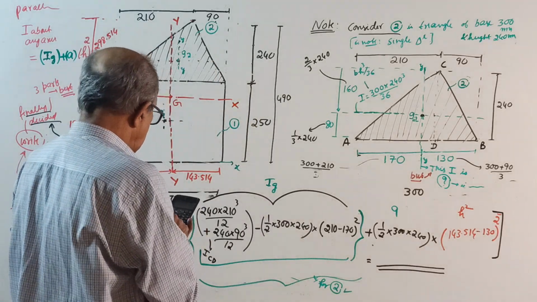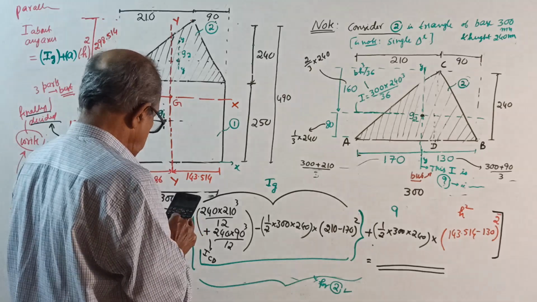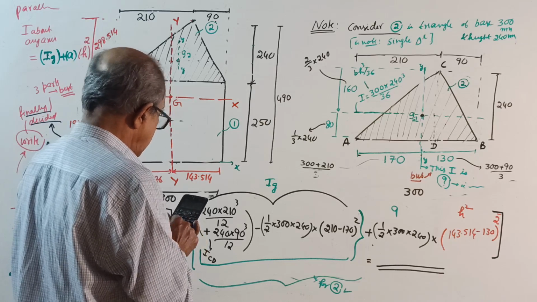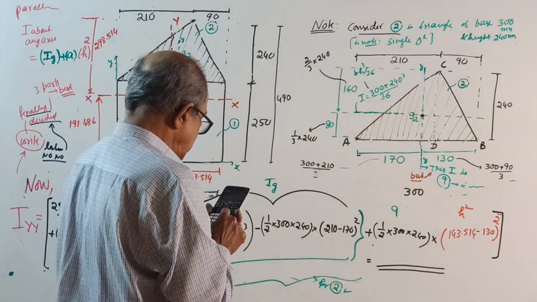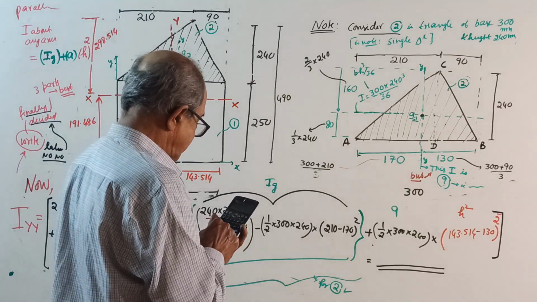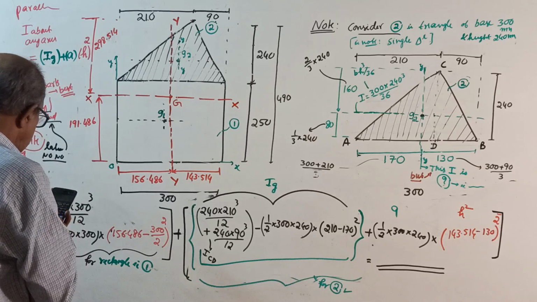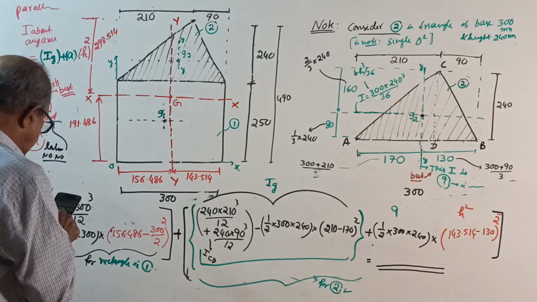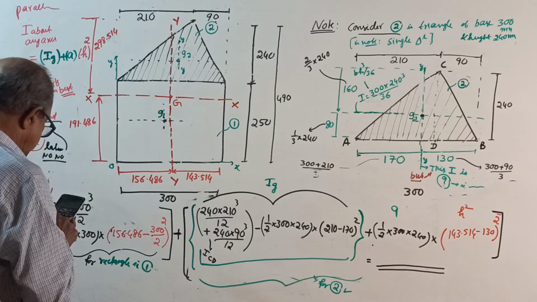I'll start from here. 240 into 210 cube plus 240 into 90 cube divided by 12, minus half into 300 into 240 into 210 minus 170 square, that is IG, plus half into 300 into 240 into bracket 143.514 minus 130 close square, equal to plus rectangle plus 250 into 300 cube divided by 12 plus 250 into 300 into bracket 156.486 minus 150 close square, divided by 10 to the power 6.